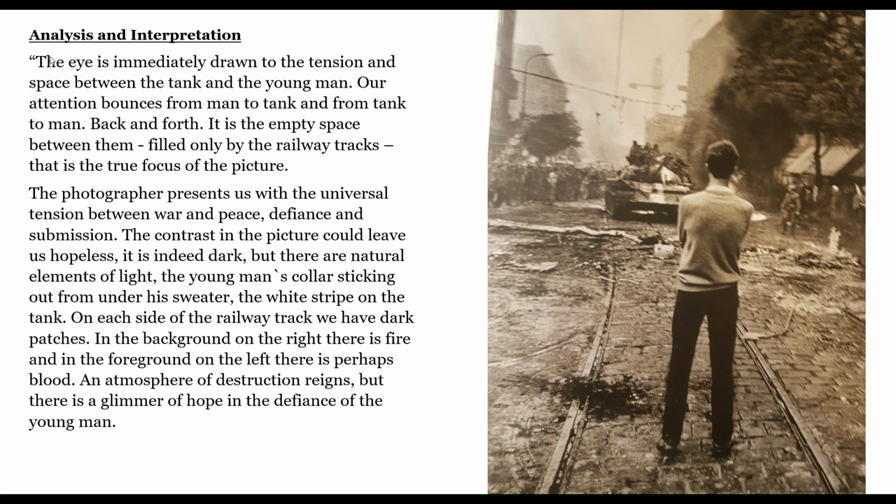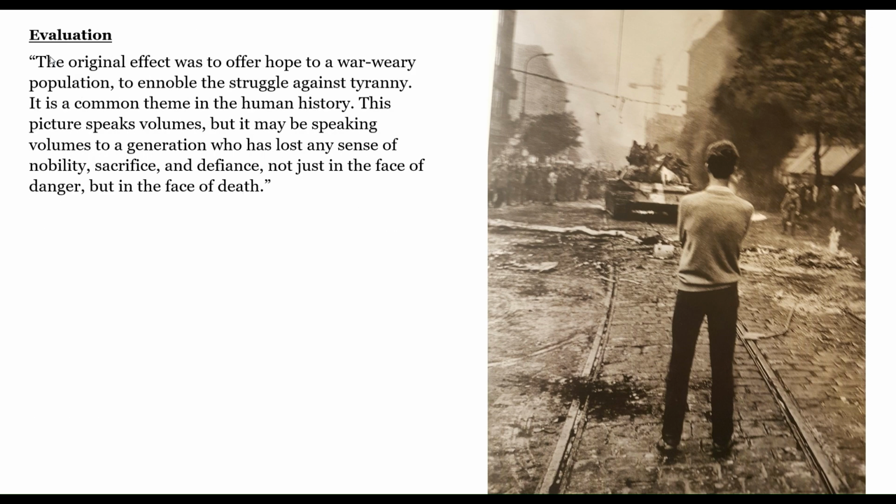It is indeed dark, but there are natural elements of light: the young man's collar sticking out from his sweater, the white stripe on the tank. On each side of the railway track, we have dark patches. In the background on the right, there's fire, and in the foreground on the left, there is perhaps blood. An atmosphere of destruction reigns, but there is a glimmer of hope in the defiance of the young man.